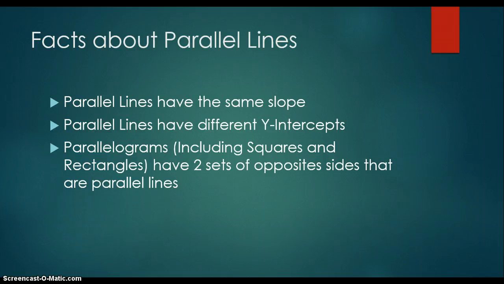They have different y-intercepts. Our parallelograms, which are quadrilaterals or 4-sided figures, which include our squares and rectangles, have 2 sets of opposite sides that are parallel lines. So our squares and our rectangles have 2 sets of opposite sides that are parallel lines, and so do parallelograms. That's really important for tomorrow.